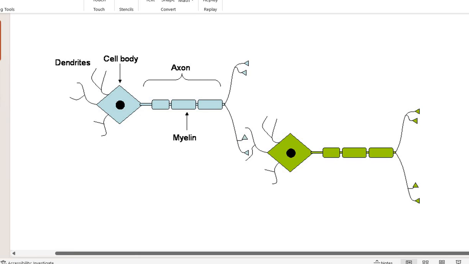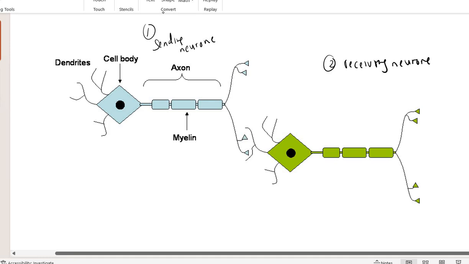The first neuron here, number one, we call it the sending neuron, because this is the first neuron that will carry the impulse. The second one is known as the receiving neuron. The receiving neuron is the neuron that will receive the impulse from the other neuron. But from the scheme, both are motor neurons, right?